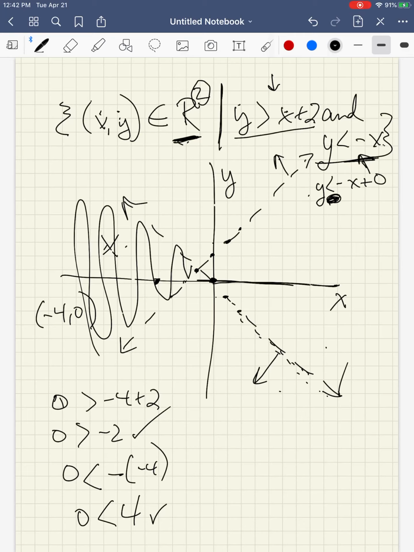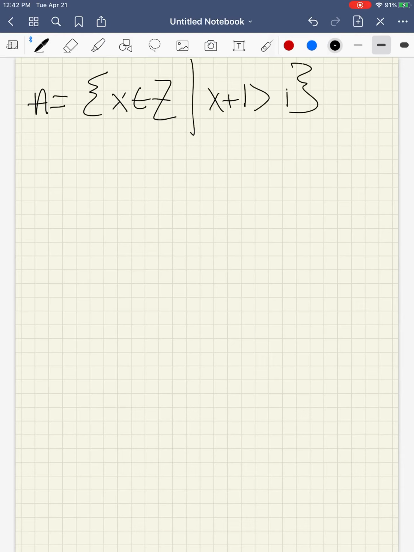Okay, so I want to do, let's see, one of these problems with you. Let's look at number 16 in your homework. 16 says set A is x is an element of z. What was z? Integers, such that x plus 1 is greater than 1. All right, so we know we can only have dots. This isn't z squared, so it's not an xy coordinate system. It doesn't say x and y.